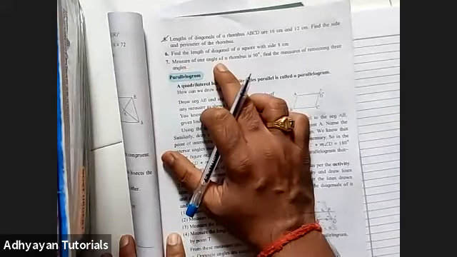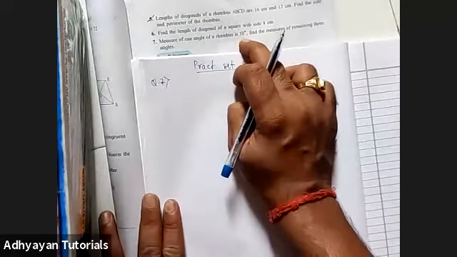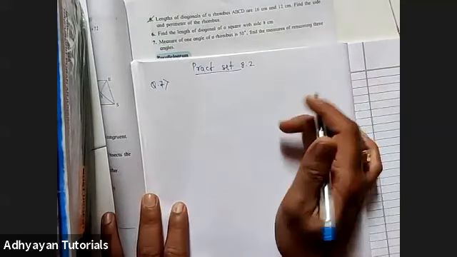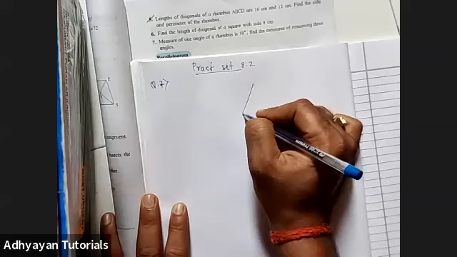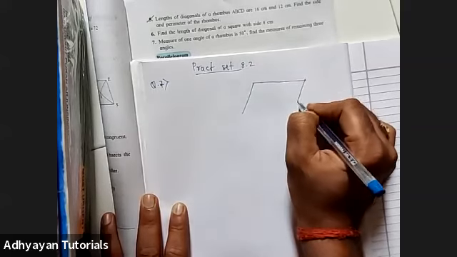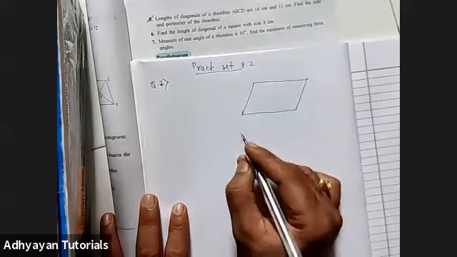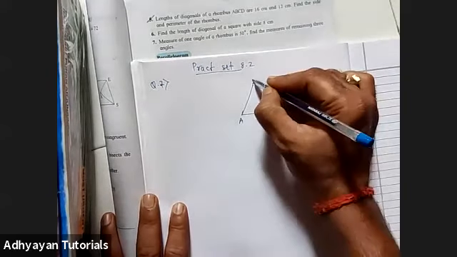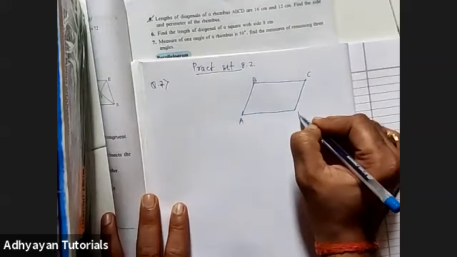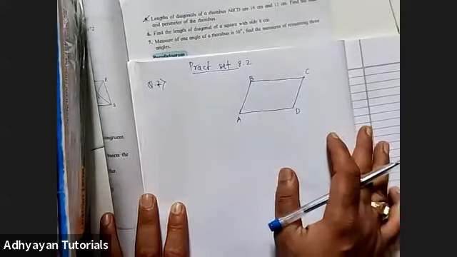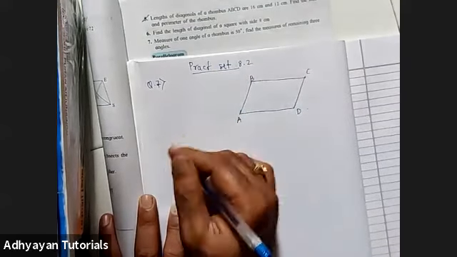Measure of one angle of a rhombus is 50 degrees, right? 50 degrees. Find the measures of the remaining 3 angles. So I'll just draw a rhombus here. You can name it anything since there is no name specified in the question. So I give it the name A, B, C, D. Measure of one angle of the rhombus is 50 degrees. So you can consider any one angle as 50.